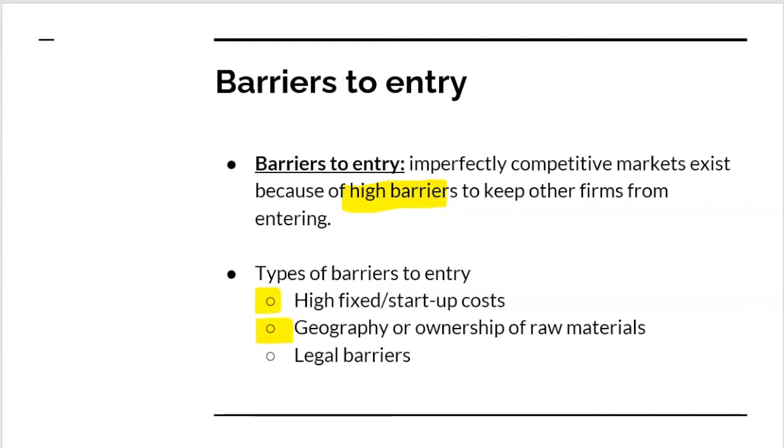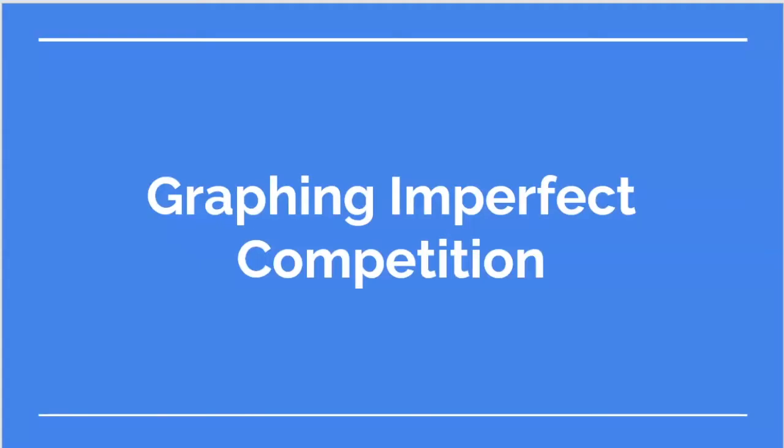Two is geography, ownership of raw materials. One reason why firms can't enter into the market is because they don't have the resources needed to produce it, because one firm may already be controlling most of the ownership of raw materials there. And lastly, legal barriers. One firm may have a patent on a particular piece of technology, which prevents other firms from entering into the market there as well. So it doesn't really matter what the type of barrier to entry is. What you guys should know and keep in mind is that there are very high barriers to entry within imperfectly competitive market structures. And so that leads us to graphing imperfect competition.